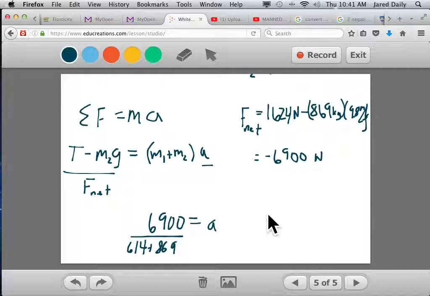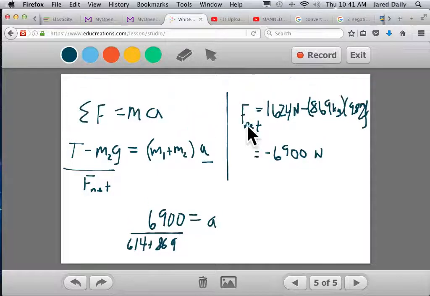So that 6,900 number, that comes by M1 plus M2? No, the 6,900 number came from this right here. That's where you add the M2 gravity plus all of that. I took the friction that we calculated up here, right here. I took the friction and I subtracted off the weight of the second block.